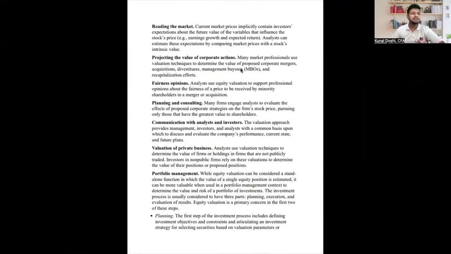Valuation is used for various purposes, from the buyer's point of view, from the seller's point of view, having an idea about the market, about the company's business, valuing for private business, public entity, also part of your portfolio management process. Remember, in PMS, there are three steps: planning, then execution, and then feedback or monitoring. So in execution is where we are going to select the securities. That's where we will require the valuation fundamentals, correct?